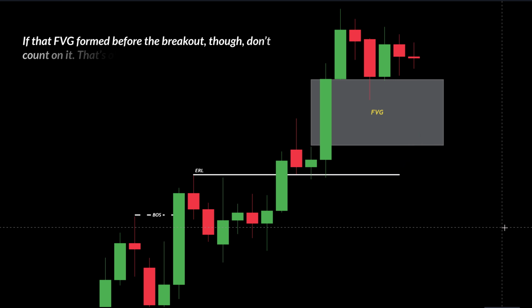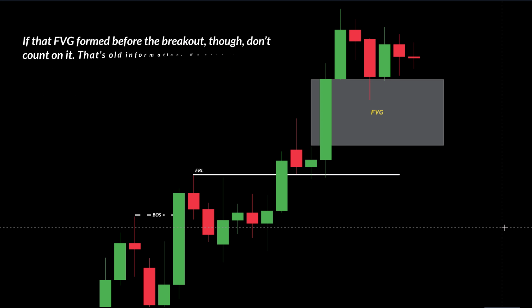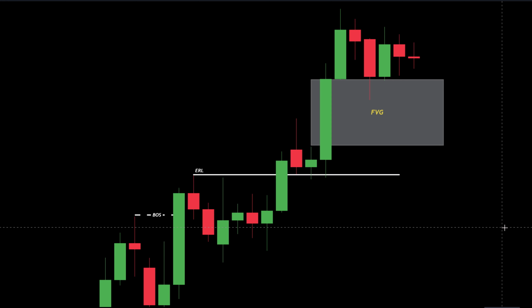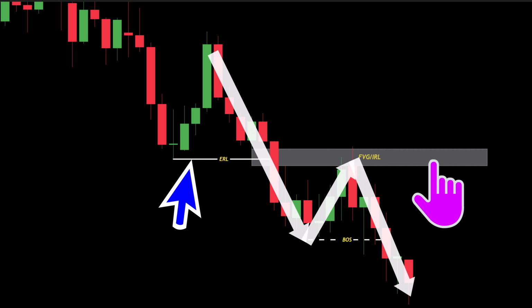If that FVG formed before the breakout, though, don't count on it. That's old information. We need fresh internal range liquidity created at or above the breakout. Without that, the continuation lacks strength, and the breakout might be a trap. Now, the same principle applies to sell-side liquidity runs. Look for bearish FVGs forming at or below the breakout, and this will tell us that sellers are still in control, and the downtrend is set to continue. It's all about timing and location.